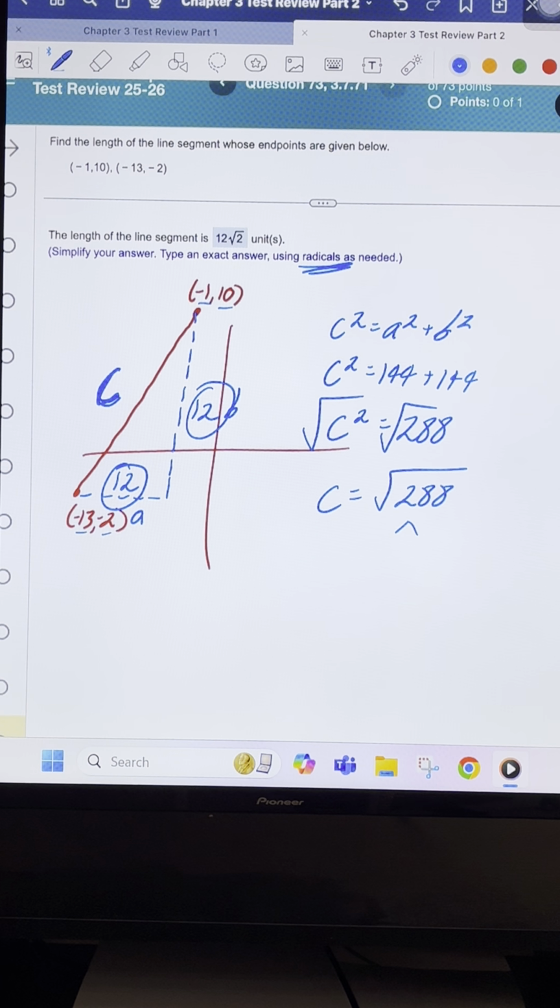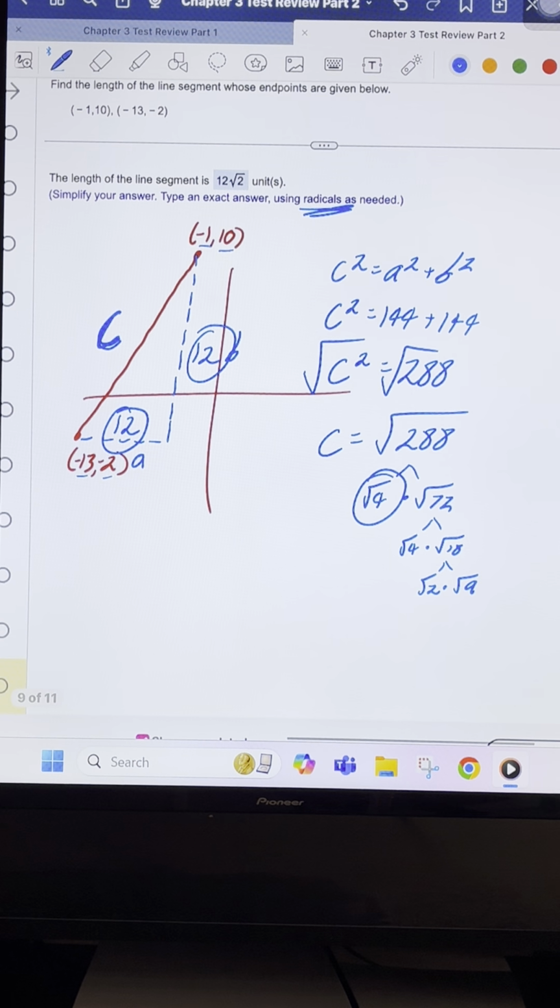I'm grabbing my calculator. So we can do 288 divided by 4. Okay, so that's going to be square root of 4 times square root of 72. We can keep dividing that by 4 again. Square root of 4 times square root of 18. We can divide that by 2 to give me square root of 2 times square root of 9.